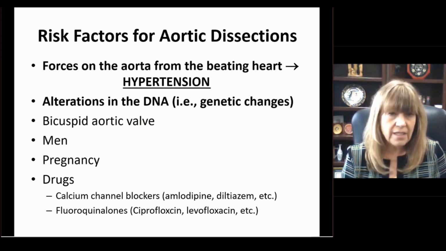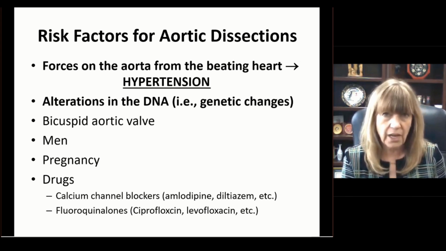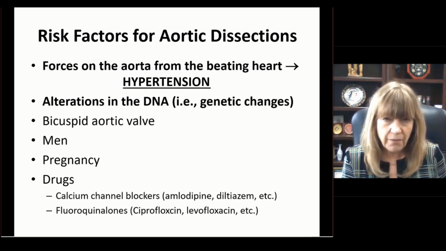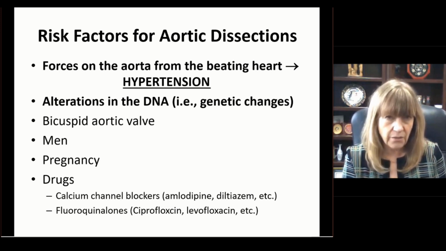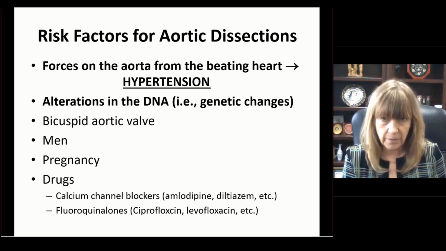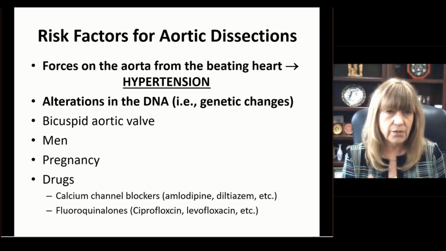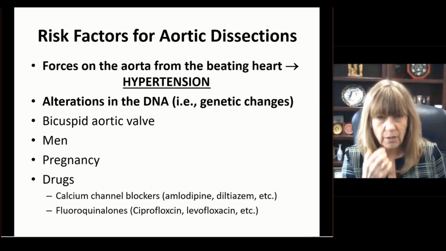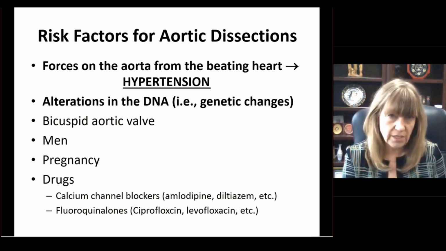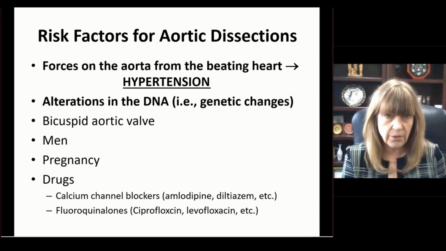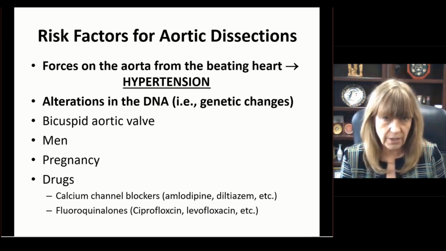So here's the list of the major risk factors for aortic dissection. By far, the major risk factor is the forces on the aorta from the beating heart, and the major cause for increasing those forces is hypertension. So this really emphasizes how important controlling your hypertension is to prevent aneurysms and acute aortic dissections.